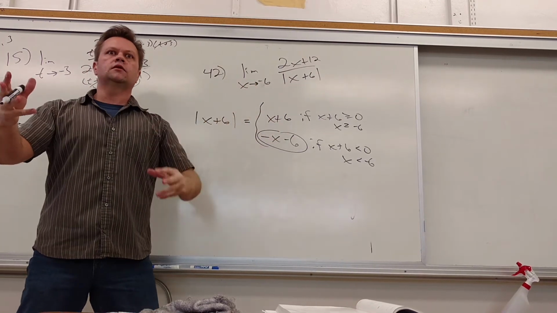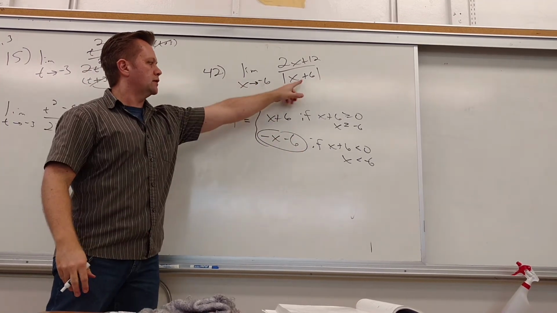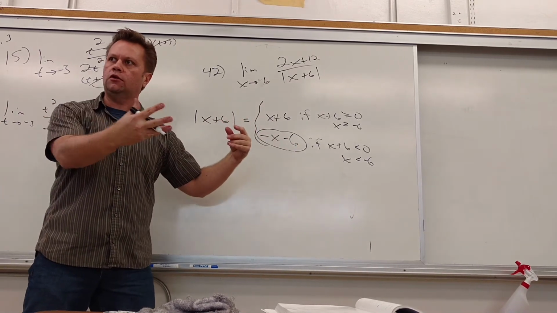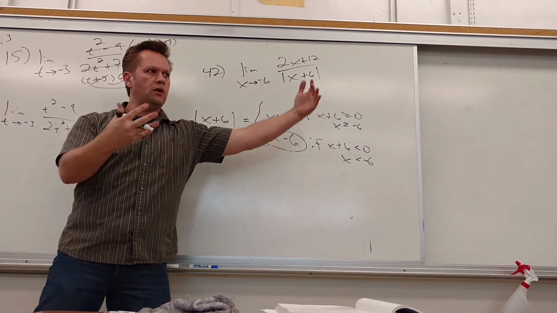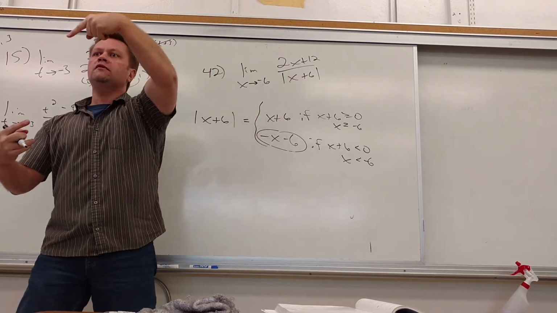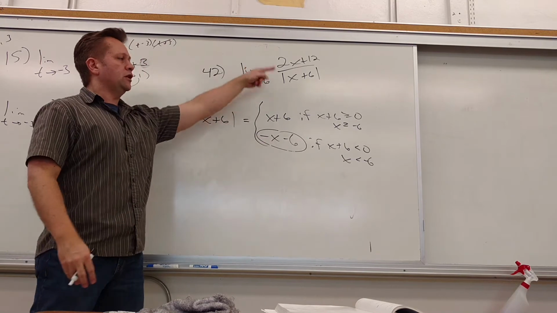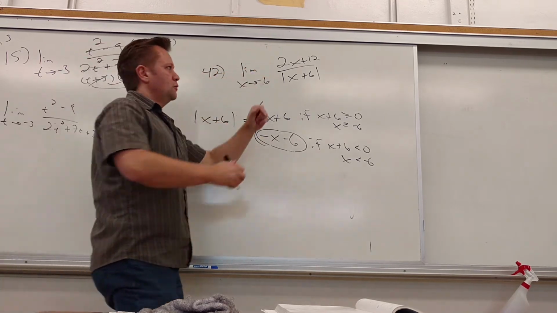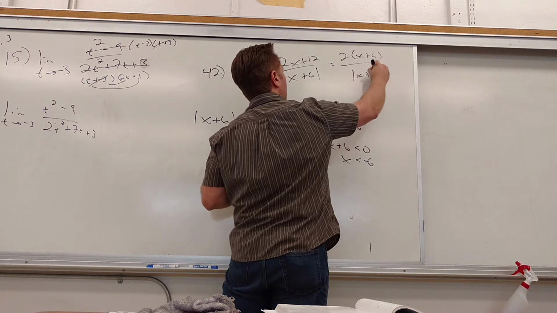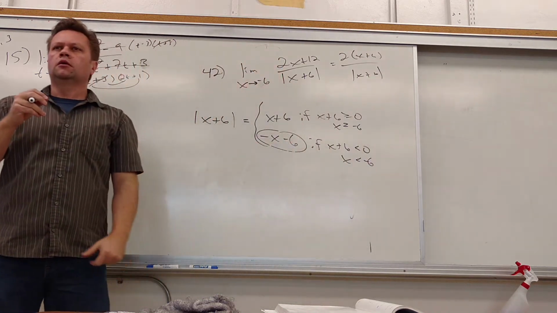Does it make sense? Below negative 6, what is this? It's that. So that's the function you would look at for below negative 6, and you do the limit from below negative 6. From above negative 6, the function is that, so you do the limit from above negative 6. And you guys should be able to really quickly see, right? I mean, this is twice x plus 6 over the absolute value of x plus 6. Do you see that?